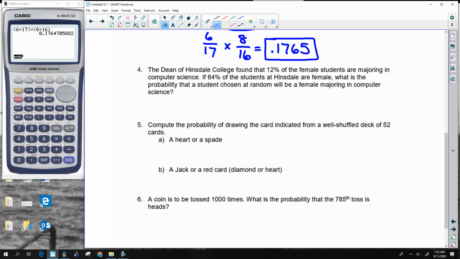Okay, so a dean at Hillsdale College found that 12% of female students are majoring in computer science. So that would be the probability of... excuse me, no, I'm sorry. Of the female students. So given that they're female, of the female students, who's in computer science? So it's computer science given that they're female, not the other way around. He's not finding that 12% of the computer science people are female. He's finding of the females, 12% are in computer science.